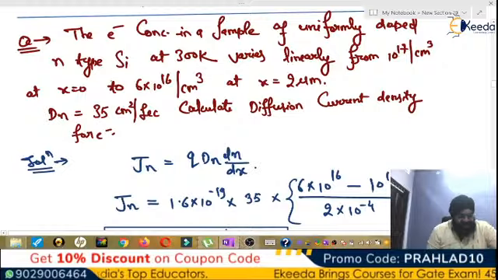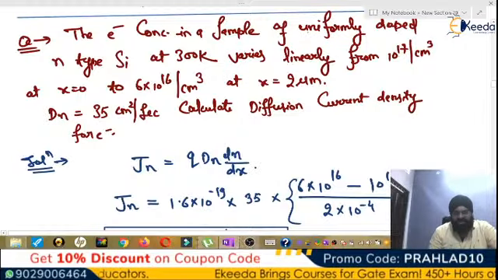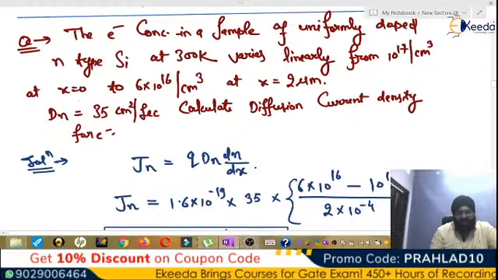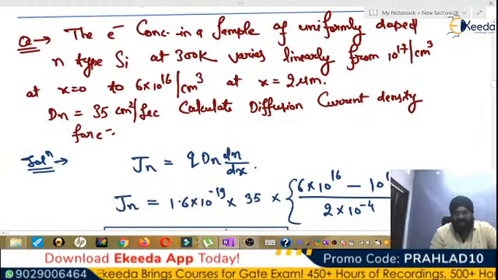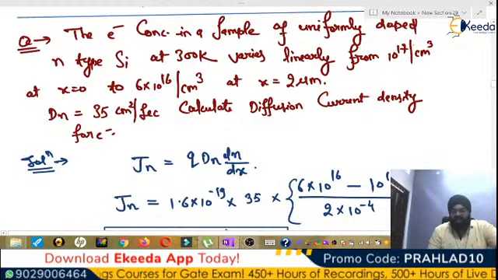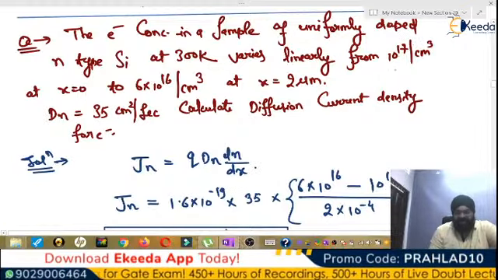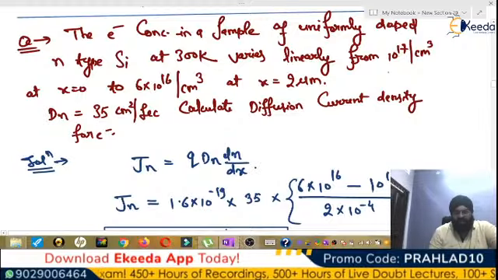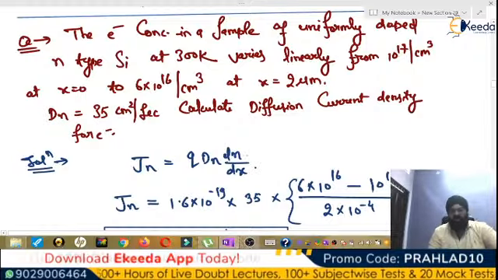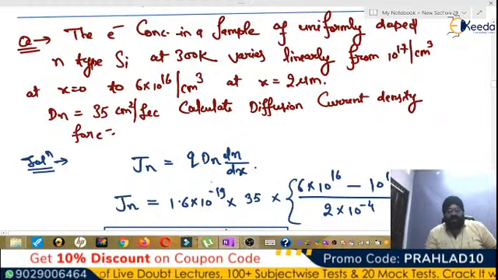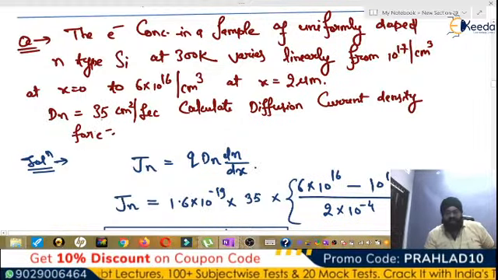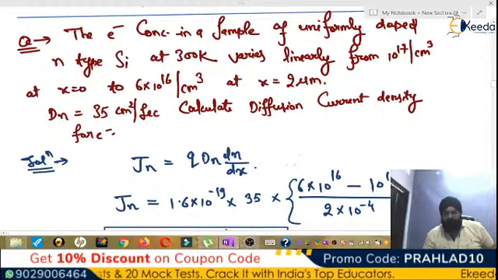And the next question is, the electron concentration in a sample of uniformly doped n-type silicon at 300 Kelvin varies linearly from 10 to the power 17 per centimeter cube at x equal to 0 to 6 into 10 raised to power 16 per centimeter cube at x equal to 2 micrometer. If diffusion constant Dn is 35 centimeter square per second, then calculate the diffusion current density for electron.